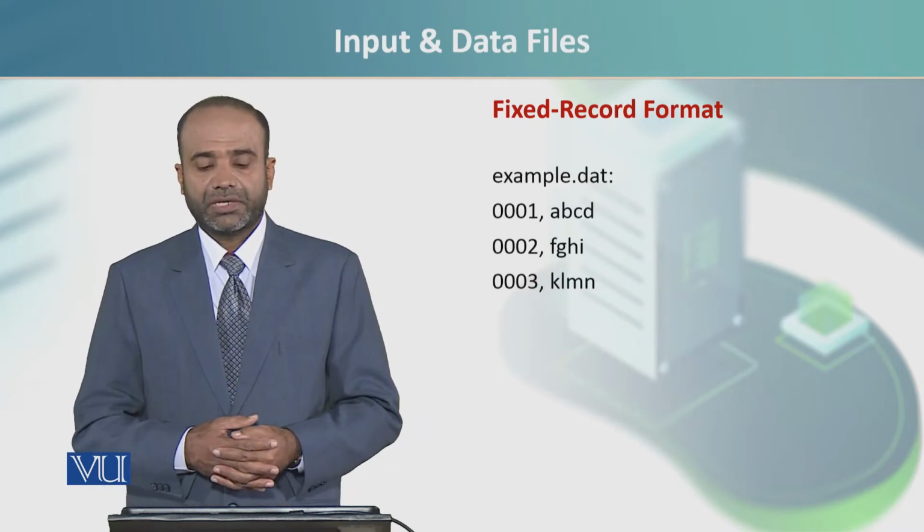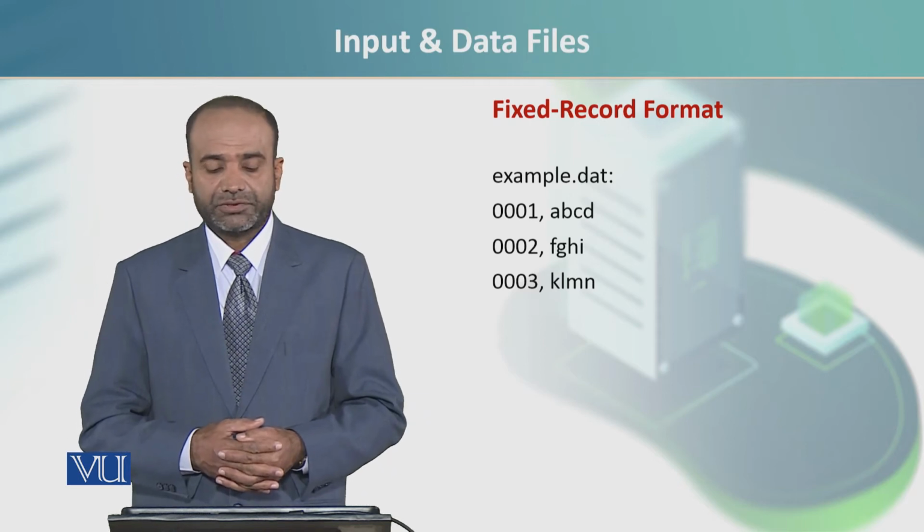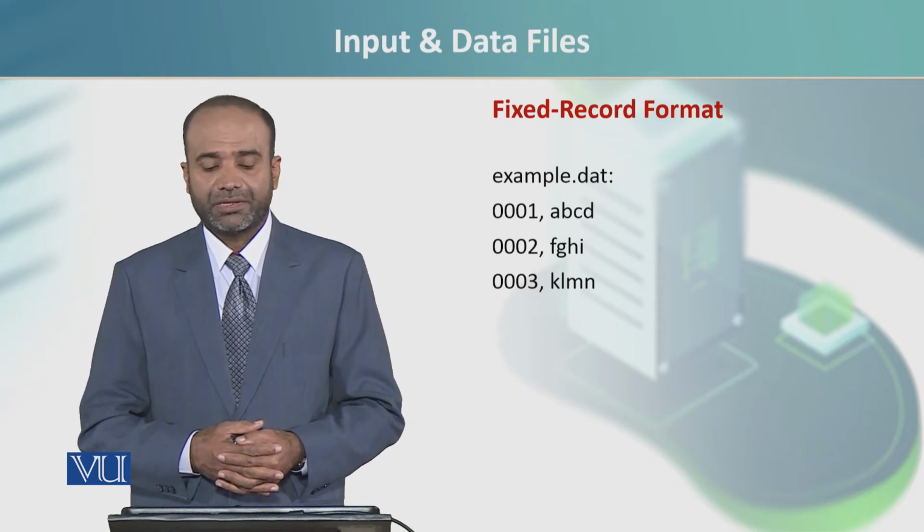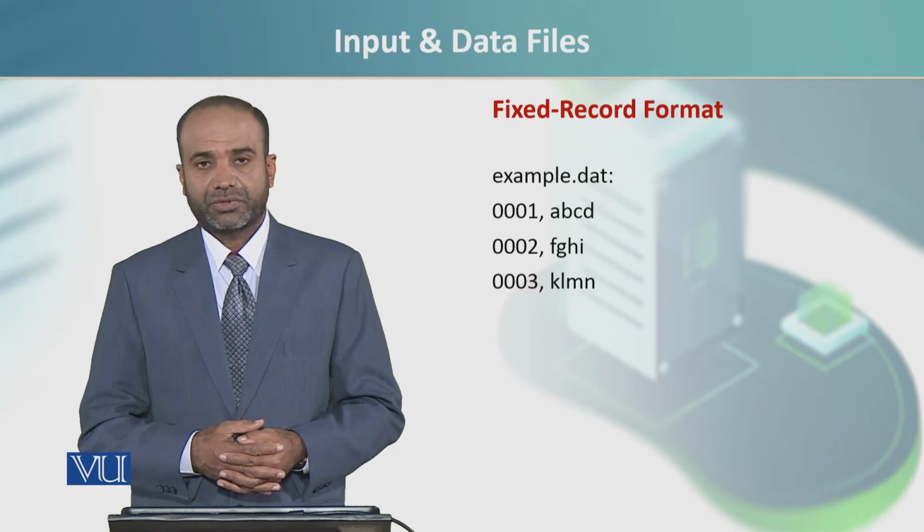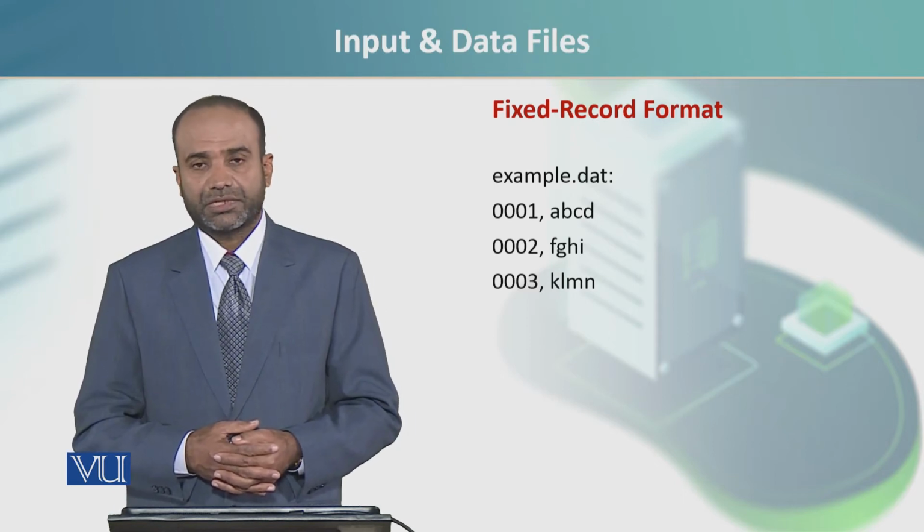Let's suppose we have data in this way. We have two columns. The first column has 4 characters in length and the second column also has 4 characters in length. So there are two columns and there are 3 records.